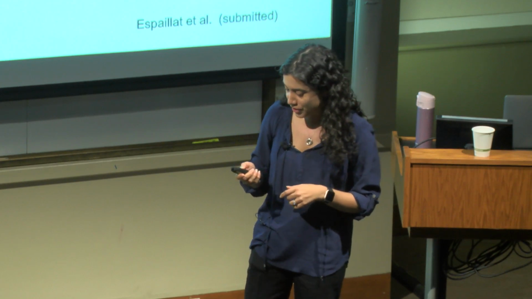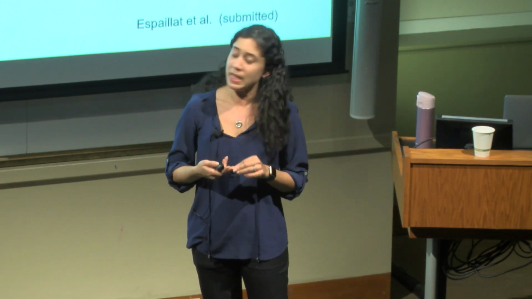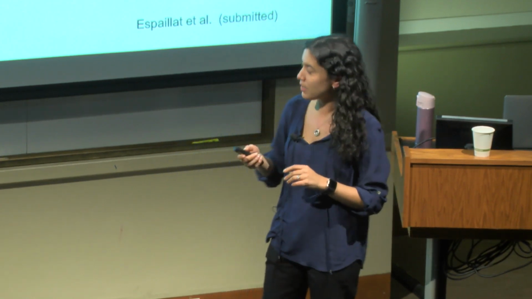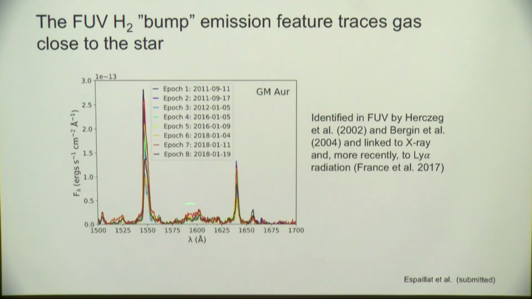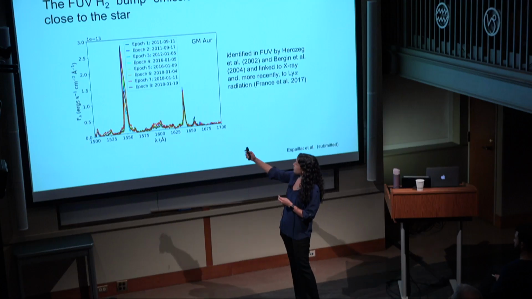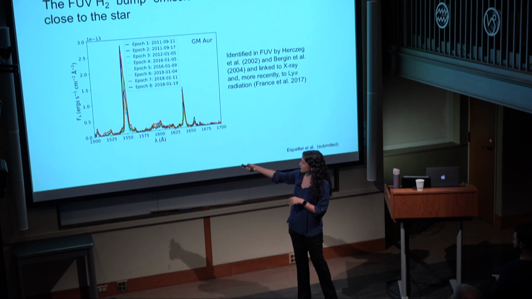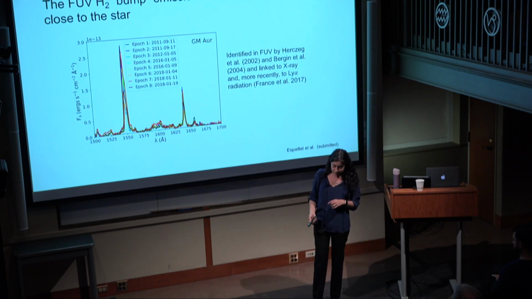And there's one feature in the FUV that's called the H2 bump. So here it is. It's very bump-like. This is actually carbon. This is carbon 4. I think this is helium 2. But this is the H2 bump. So it's an unresolved H2 emission feature. And what's interesting about this is that it has 2 different proposed mechanisms. Oh, and this is GM Aur, all of the epochs that we have. So you see that there's some variability there.